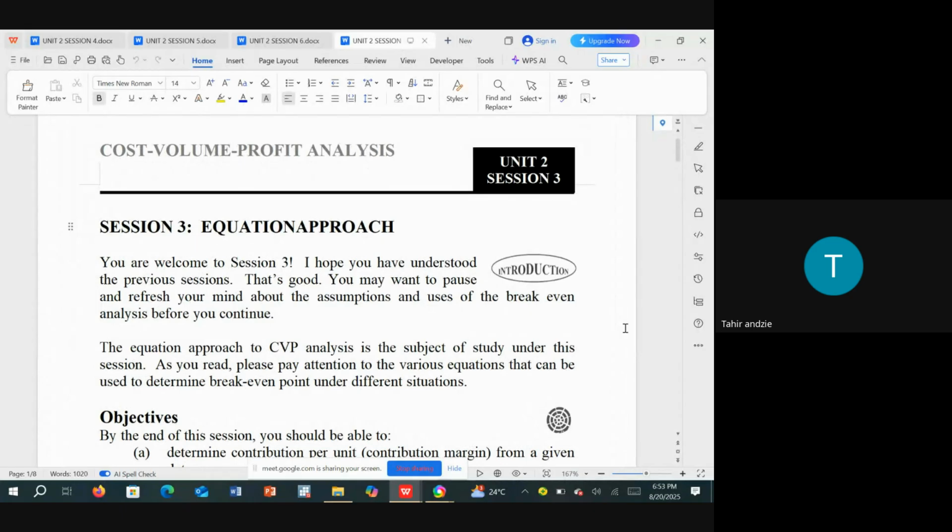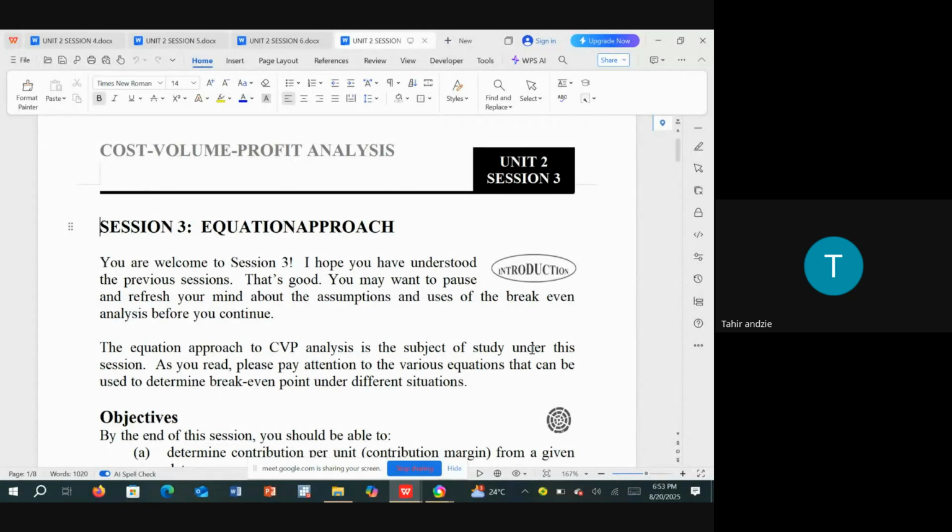Break-even analysis using the equation method. We went through the break-even analysis using the graphical method, and I believe for now we can all draw break-even charts on a graph sheet nicely when the question comes. So we also went through the cost volume profit analysis using the equation approach.